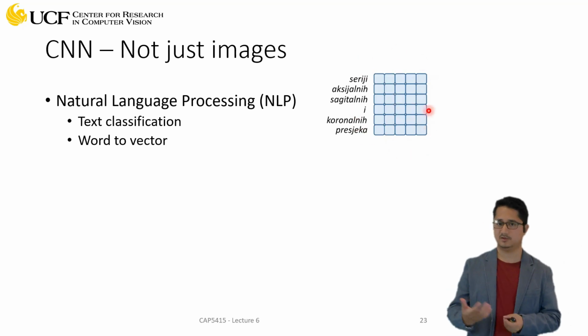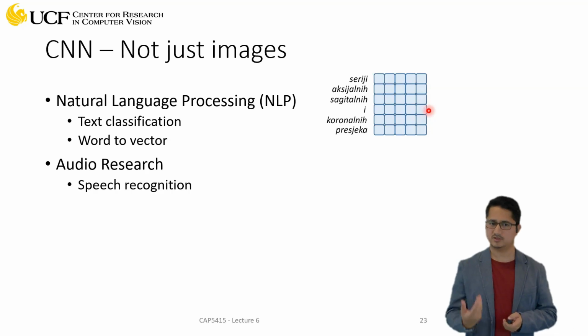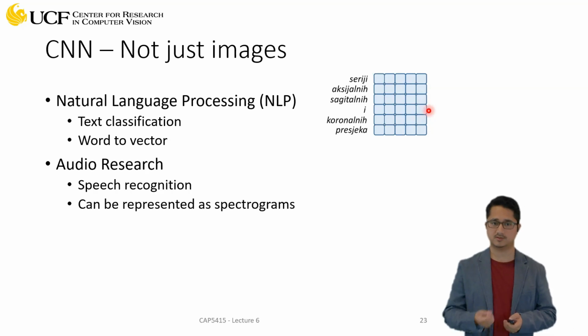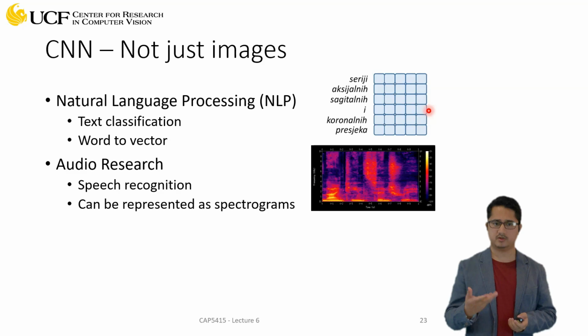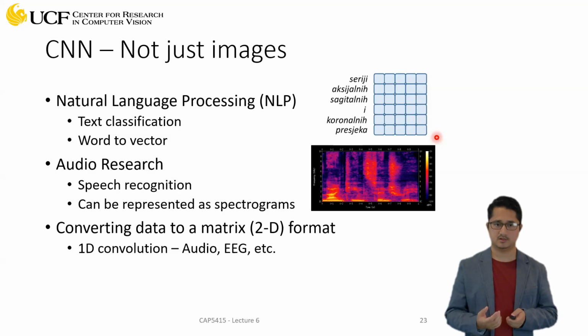And then, if this is a matrix, you can use CNNs. You can use this for audio research as well. Audio is just a one-dimensional signal, but you can represent that one-dimensional signal as a spectrogram as well, which looks something like this. And once you have a matrix form of input, you can apply CNNs. So if you can convert your data to a matrix format, either 2D, 3D, or 4D matrix, then you can use CNNs.